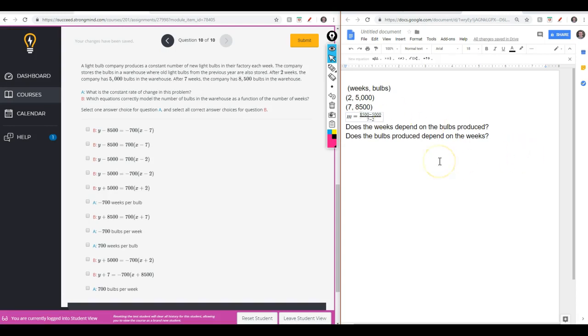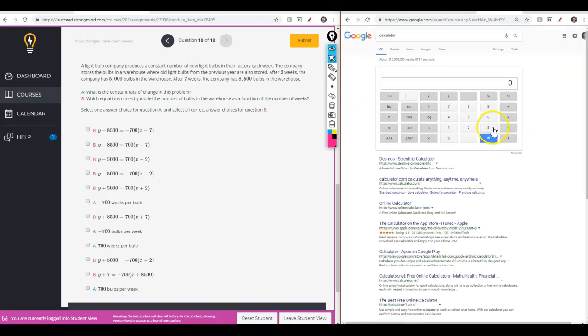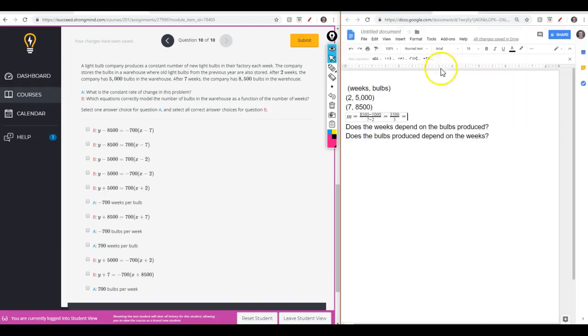So if we simplify this, that's going to equal 8,500 minus 5,000 is 3,500, and 7 minus 2 is 5. So that can be reduced even more. So I'll just jump over here to the Google calculator. 3,500 divided by 5, 700 bulbs. So this is equal to 700 bulbs per week.